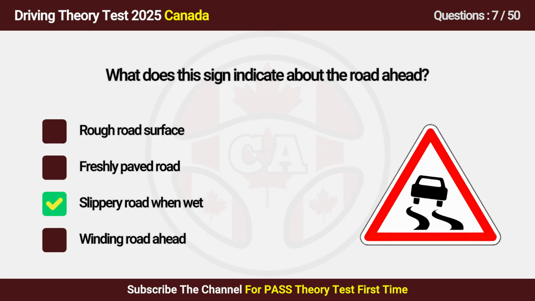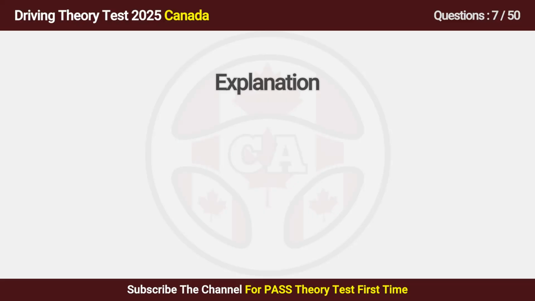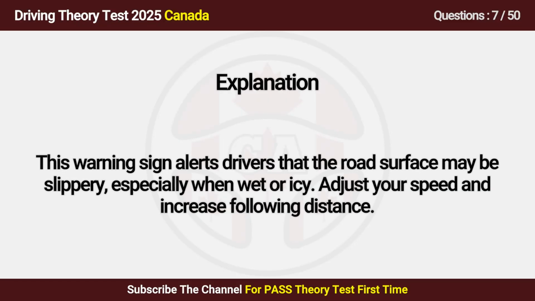Answer is C. Slippery road when wet. This warning sign alerts drivers that the road surface may be slippery, especially when wet or icy. Adjust your speed and increase following distance.